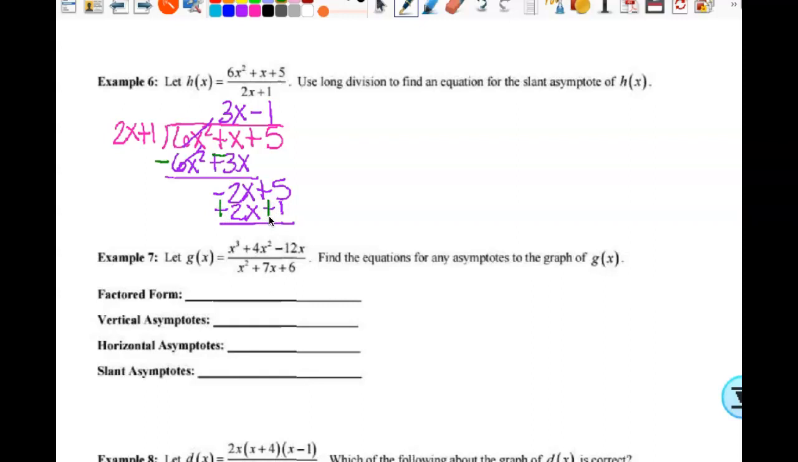Okay, so then, is my answer 3x minus 1? Why not? I need to put y equals. I am looking for an equation. So on the other part, it was just straight up long division. I am looking for an equation. I absolutely have to have y equals. Is it okay that I didn't finish my long division?